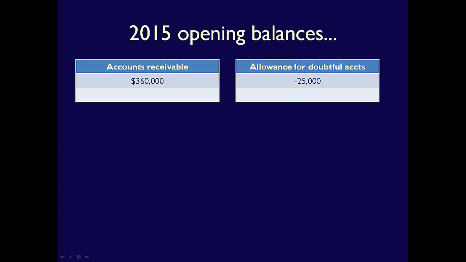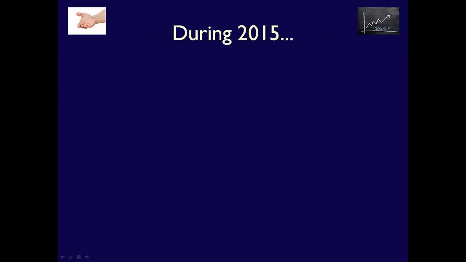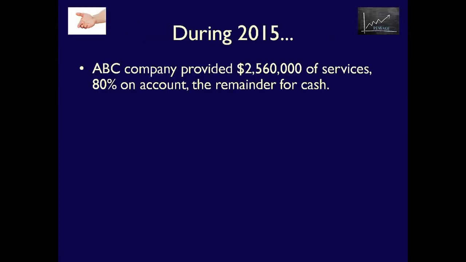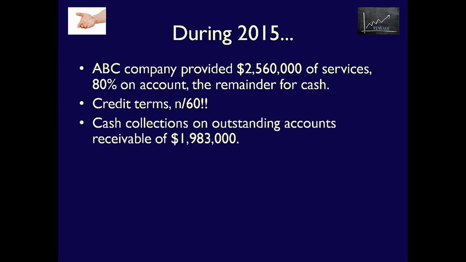Say that the following things happened during 2015. 1. The company provided $2,560,000 of services. Things are definitely looking up for the company. Unfortunately, in order to grow sales, the company offered very good credit terms. Customers didn't have to pay for 60 days. So 80% of their sales are on account. The remainder of their sales were for cash. 2. The company collected $1,983,000 from their accounts receivable customers.